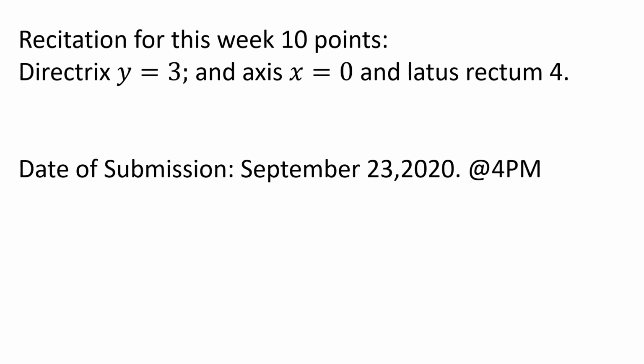Okay, so for your recitation for this week, this is equivalent to 10 points. Given the directrix y equals 3 and axis x equals 0, when we say that your vertex can be found on your x equals 0, that is the y-axis. So take note that the vertex can be found on your x equals 0 or the y-axis, and the latus rectum is 4. So you solve for the equation of the parabola given this directrix and the latus rectum.